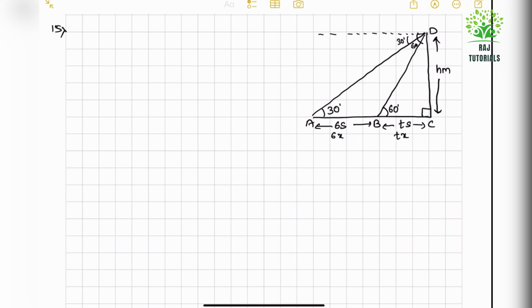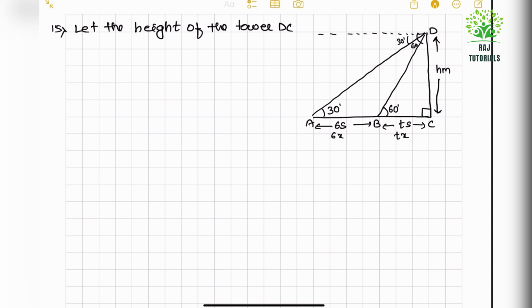Now next it says a straight highway leads to the foot of a tower. A man standing at the top of the tower observes a car at an angle of depression of 30 degree which is approaching the foot of the tower with a uniform speed. 6 seconds later, the angle of depression of the car is found to be 60 degree. Find the time taken by the car to reach the foot of the tower from the point.